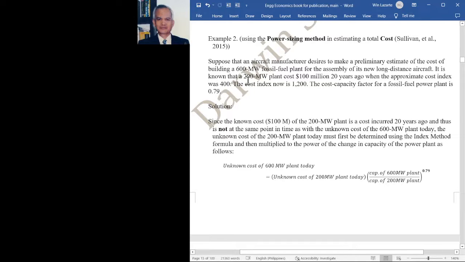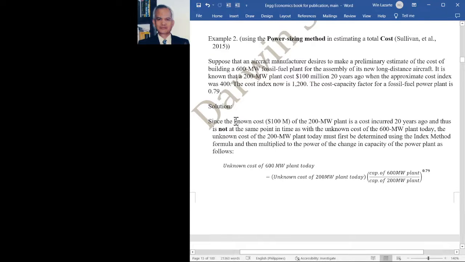Suppose that an aircraft manufacturer desires to make a preliminary estimate of the cost of building a 600 megawatt fossil fuel plant for the assembly of its new long-distance aircraft. It is known that a 200 megawatt plant cost $100 million 20 years ago when the approximate cost index was 400. The cost index now is 1,200. The cost capacity factor for a fossil fuel power plant is 0.79, or this is the power sizing exponent.